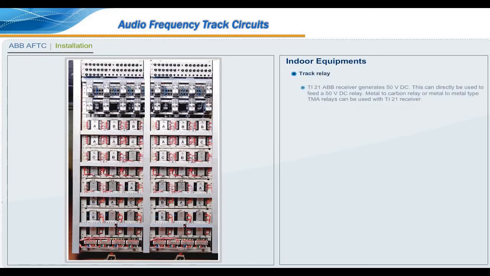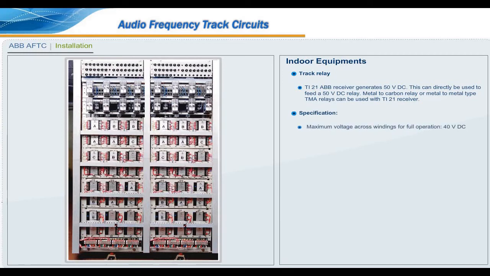Track relay. The TI-21 ABB receiver generates 50 volt DC. This can directly be used to feed a 50 volt DC relay. Metal to carbon relay or metal to metal type TMA relays can be used with the TI-21 receiver.